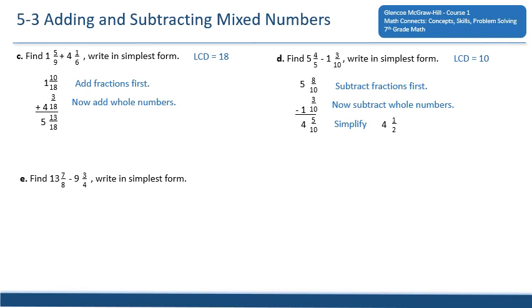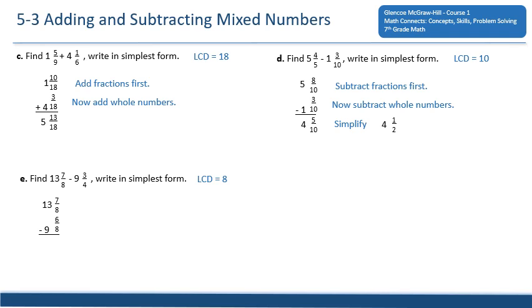Find 13 and 7/8 minus 9 and 3/4. Write in simplest form. So we do not have common denominators, so we need to find that. 8 is a multiple of 4, so we can go ahead and use 8 as our least common denominator. And we will leave 13 and 7/8 alone, but we do need to change the fraction 3/4 to an equivalent fraction with a denominator of 8. So we will multiply 4 times 2 to get 8, and then we need to multiply the numerator of 3 times 2 to get 6. It gives us a new problem of 13 and 7/8 minus 9 and 6/8.